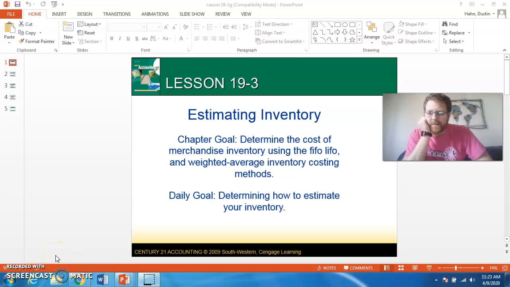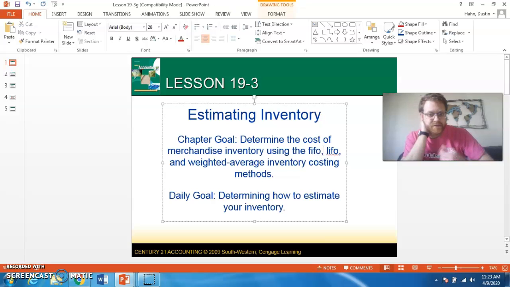All right, let's start the last section of chapter 19. Section 3, determining how to estimate your inventory. We're going to do this using the gross profit method. Again, in section 2 we talked about FIFO, LIFO, and weighted average. Now we are going to be working with the gross profit method of just estimating your inventory.